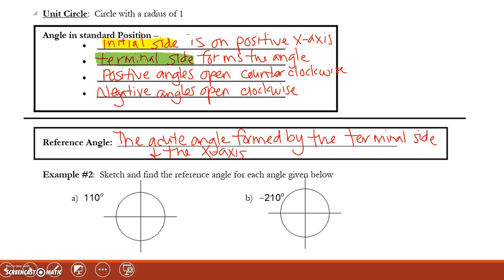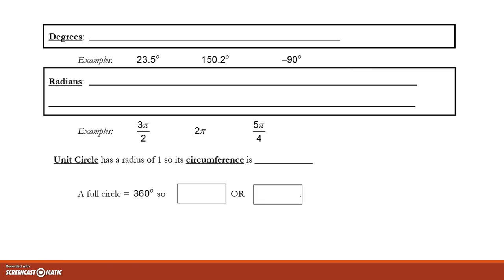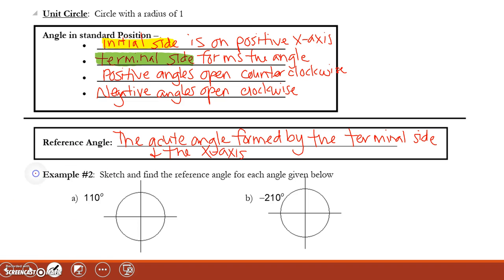Positive angles open counterclockwise. So counterclockwise is this direction. And clockwise is this direction. That's what negative angles open. So then a reference angle is the acute angle formed by the terminal side and the x-axis. And so acute, if you've forgotten, is an angle that's smaller than 90 degrees.